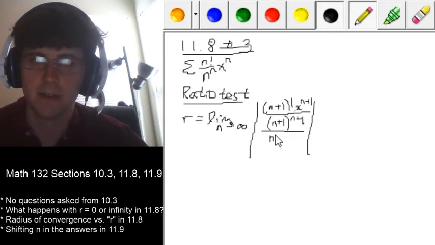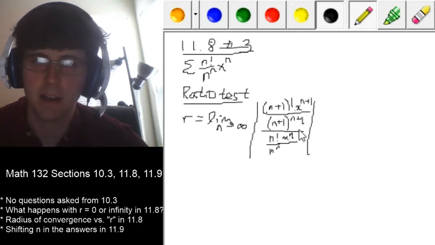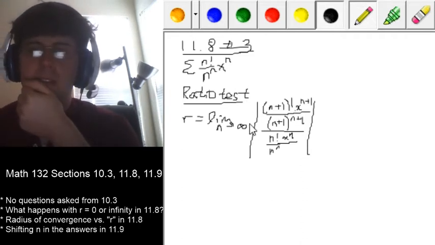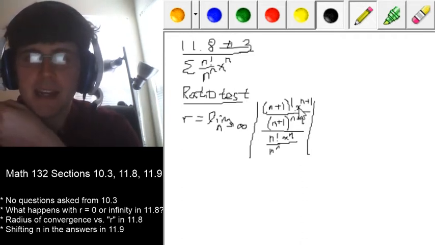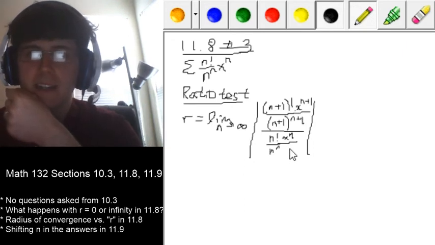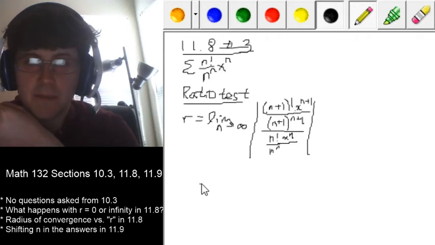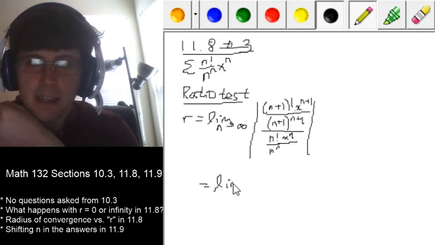So just n factorial over n to the n, x to the n. Okay, we've got some problems with absolute values, namely these x's might be negative. So the absolute values aren't entirely going to go away, they're just going to stay on the x's. In the next step, though, we can flip and multiply. So let's see how this goes.